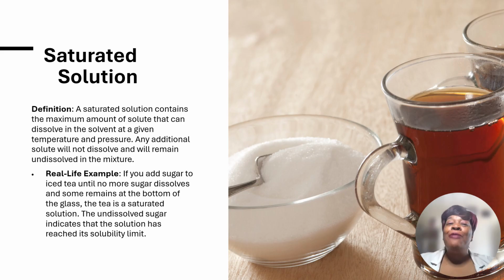So again, a real life example: if you add sugar to iced tea until no more sugar dissolves and some remains on the bottom of that glass, the tea is a saturated solution. The undissolved sugar indicates that the solution has reached its solubility limit. So the next time you go to the restaurant and you see that there is still sugar on the bottom of someone's glass, just think there is some chemistry there, okay? This particular solution is a saturated solution.